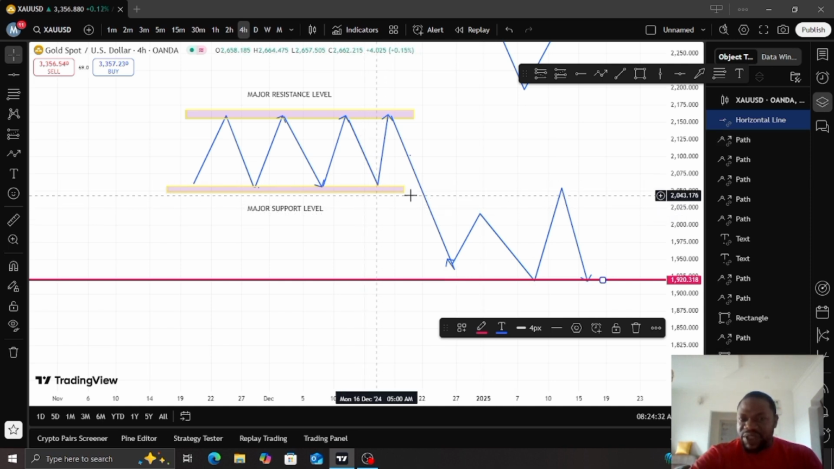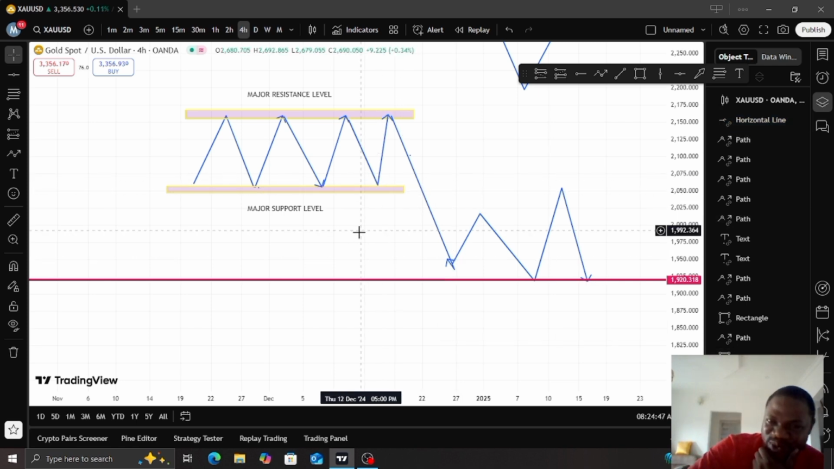So what happens to this place now? You can see that the support here was broken. Now this support has become resistance. This place has become resistance because we have a new support that has broken this one earlier on. So I hope this is understood, guys.